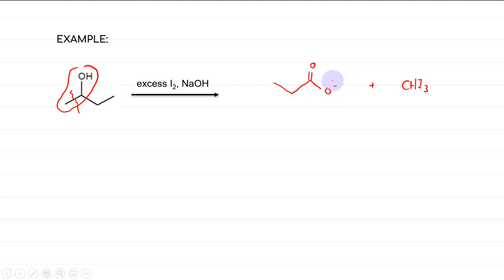And because you are using NaOH as the base, the sodium ion will then combine with this carboxylate ion. Okay, so the total number of carbons in this initial alcohol, you have 4 carbons. So 3 carbons in your carboxylate ion, 1 carbon in your iodoform.